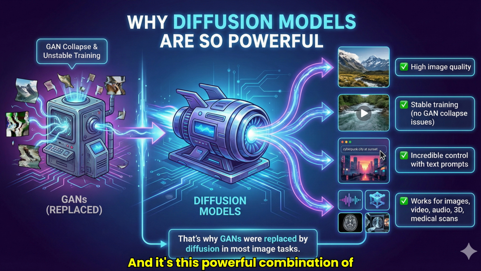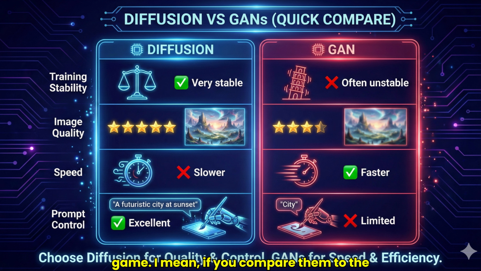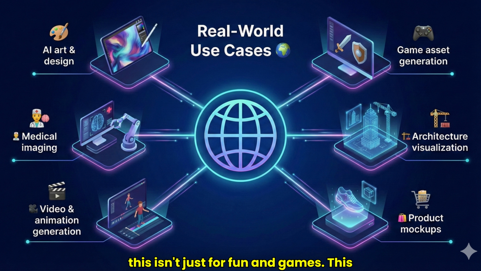And it's this powerful combination of amazing quality, pinpoint control, and wild efficiency that has led to an absolute revolution in AI image generation. It's completely changed the game. I mean, if you compare them to the previous technology, which were called GANs, the advantages are just crystal clear. Diffusion models are way more stable to train, they produce much higher quality images, and they give you this incredible level of control through text prompts. Yeah, sure, GANs might be a little bit faster, but the trade-offs you make in quality and control, well, they're more than worth it.